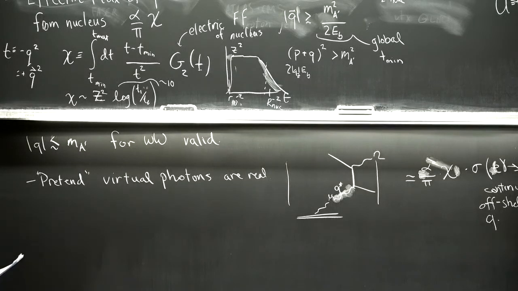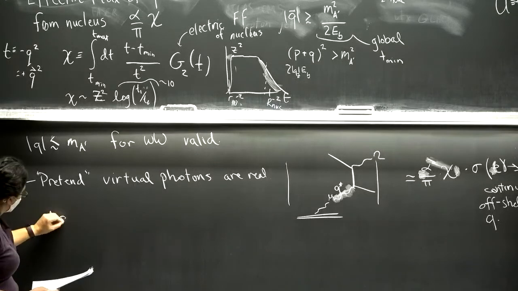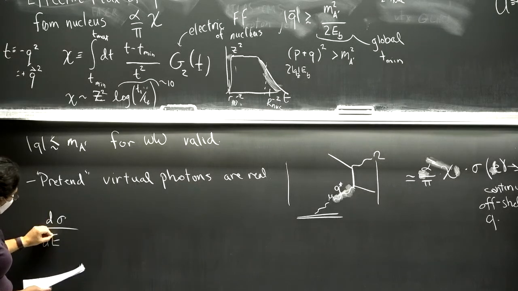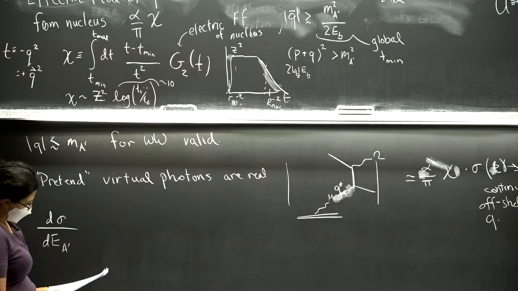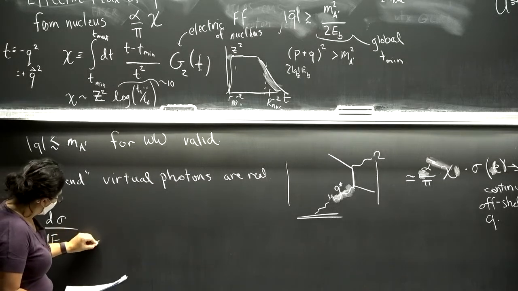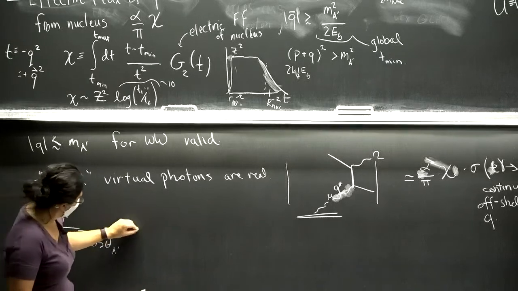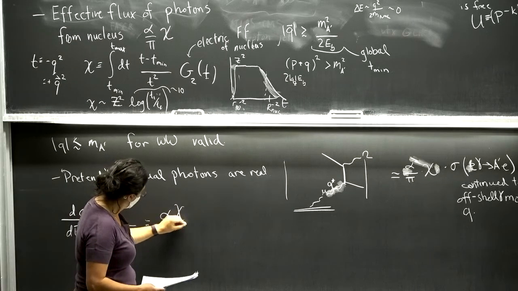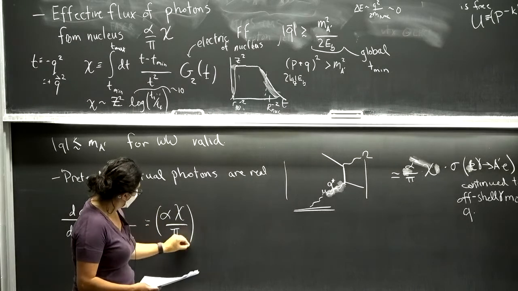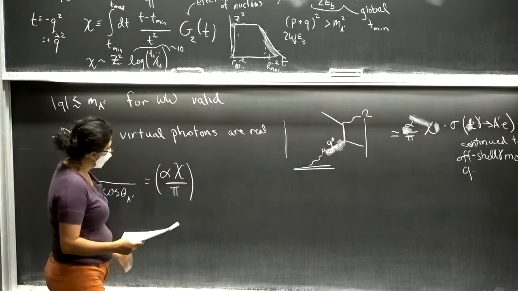So what you get at the end of the day is the differential cross section with respect to the A prime energy and production angle is this effective photon flux factor alpha chi over pi.